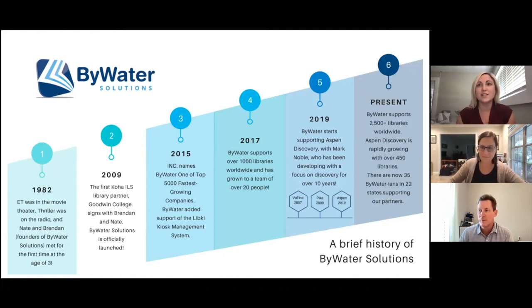So in 2019, that's when we get Aspen in the mix. We were joined by Mark Noble, who is the lead developer of Aspen. And he had been developing at that point, working with PICA for over 10 years on discovery products. So we're just really fortunate that he decided to make Aspen, and it's just so amazing and user-friendly. So today we're supporting over 2,500 libraries worldwide, and Aspen is growing rapidly with over 450 libraries. And now the Bywaterians at Bywater, there's 35 of us in over 22 states supporting our partners.